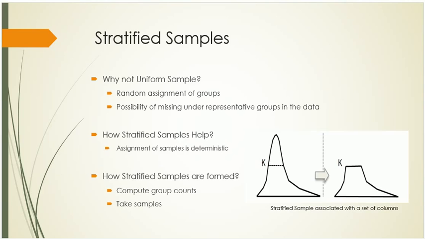Count of each group in the dataset is computed and the rows are equally and uniformly selected from each group without replacement to form a stratified sample. The chart here shows stratified sample associated with a set of columns.